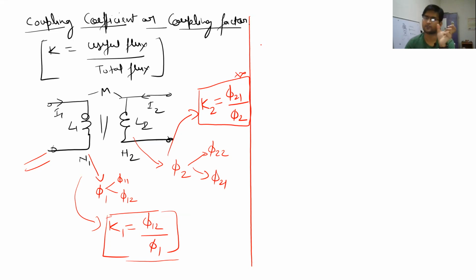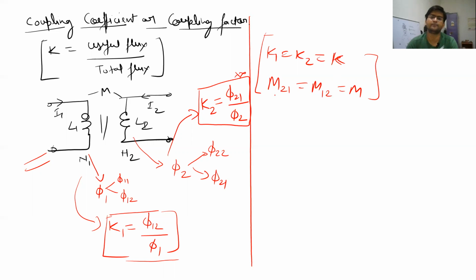Similar to that, for the same pair of coils, K1 will also be equal to K2, which we can call K. So for any pair of coils, the coupling factor or coupling coefficient for the primary coil or the secondary coil is going to be the same, which is similar to the mutual inductance value in the primary and secondary coil. So M21 will also be equal to M12, which is equal to M. This we have already seen.